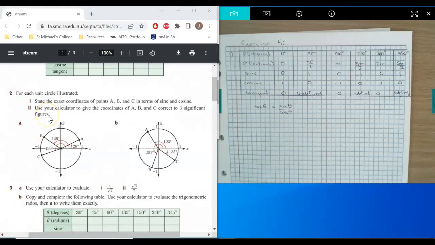Okay, in question 2, we're asked to state the exact coordinates of A, B, and C in terms of sine and cosine. So I'll start you off with 2A, and then I'll leave you to do B.